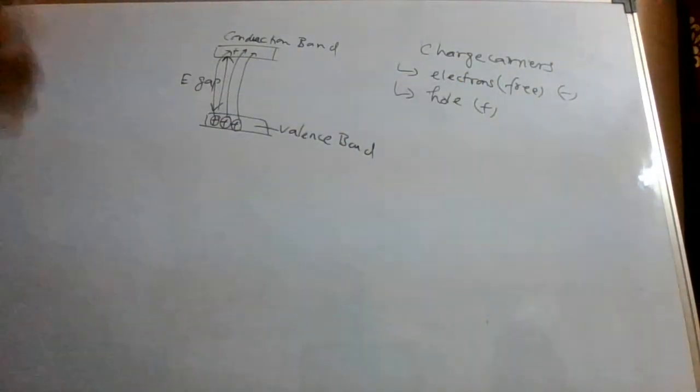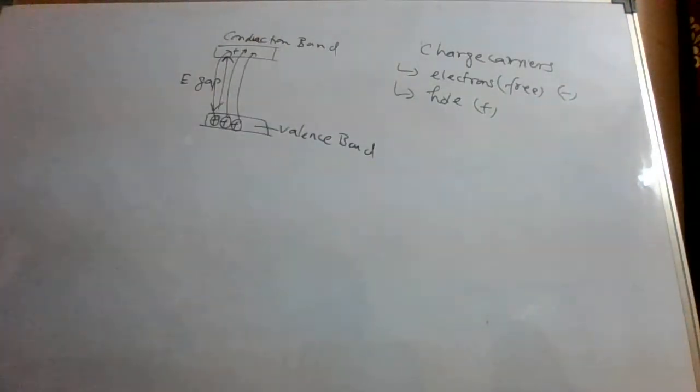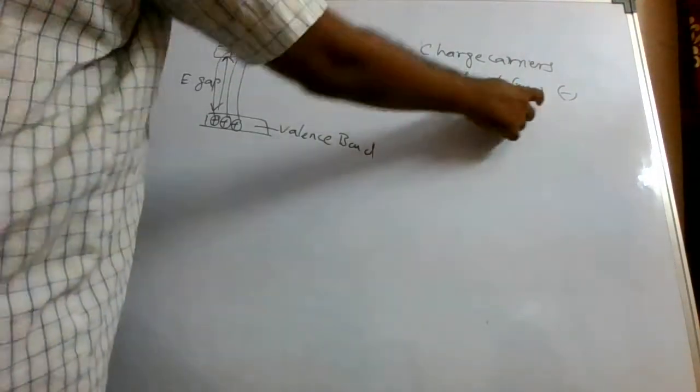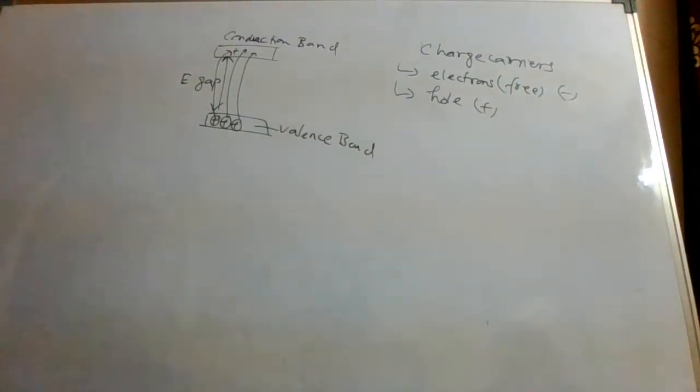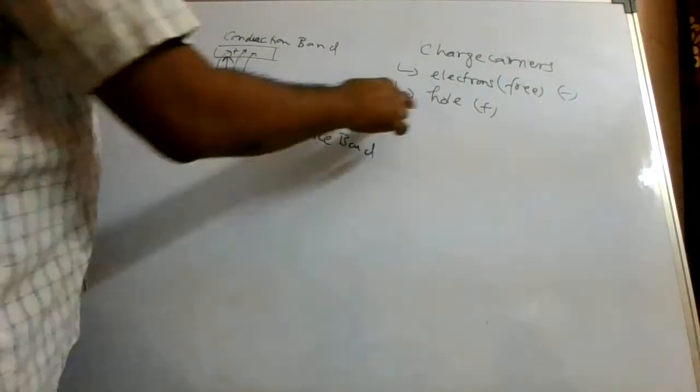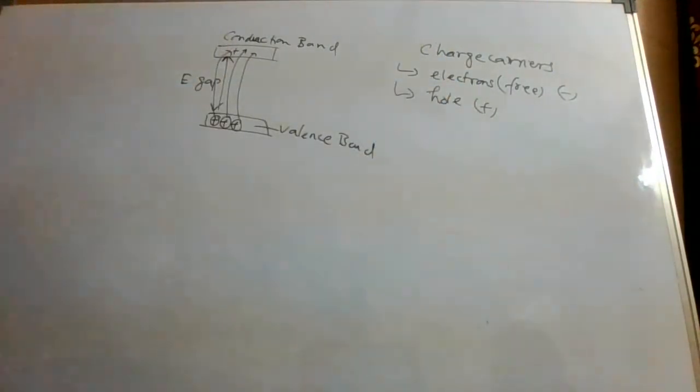Hole doesn't mean a physical hole. Hole only means vacancy created by movement of electron. Because you are calling this negative, you are calling this positive. Hole only means vacancy. Please clearly understand this term. Do not think that in the hole some proton will come because positive charge is there. No, it is not like that.